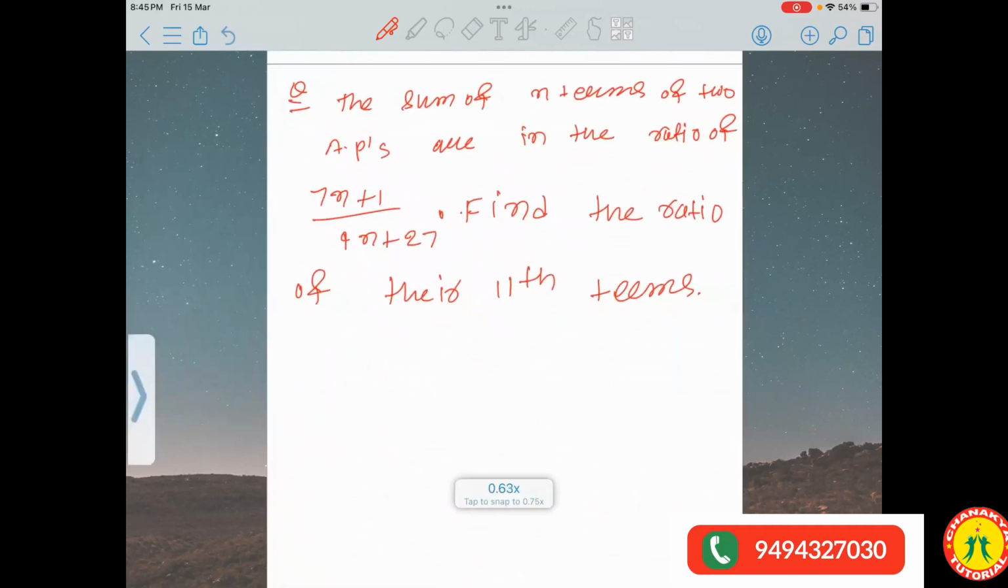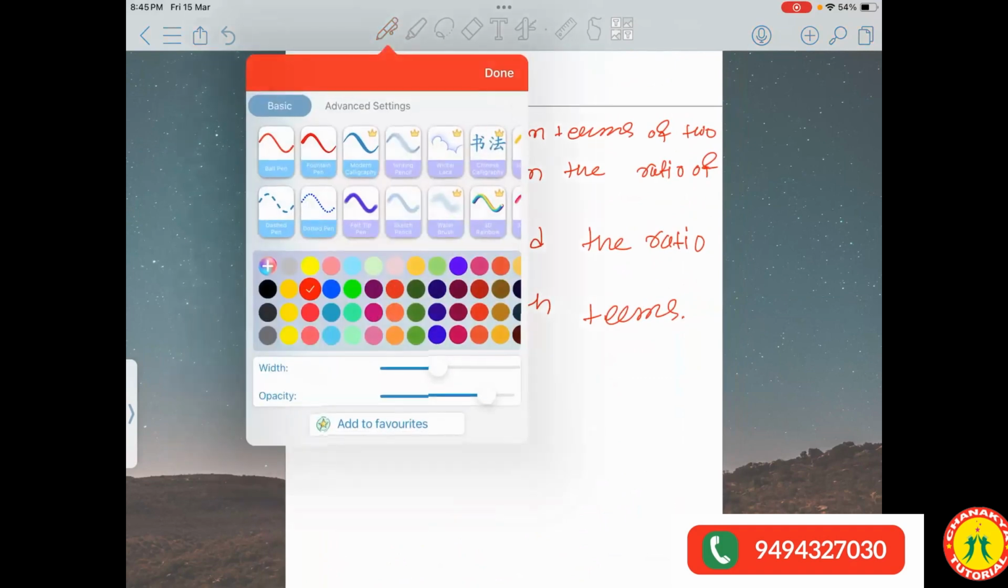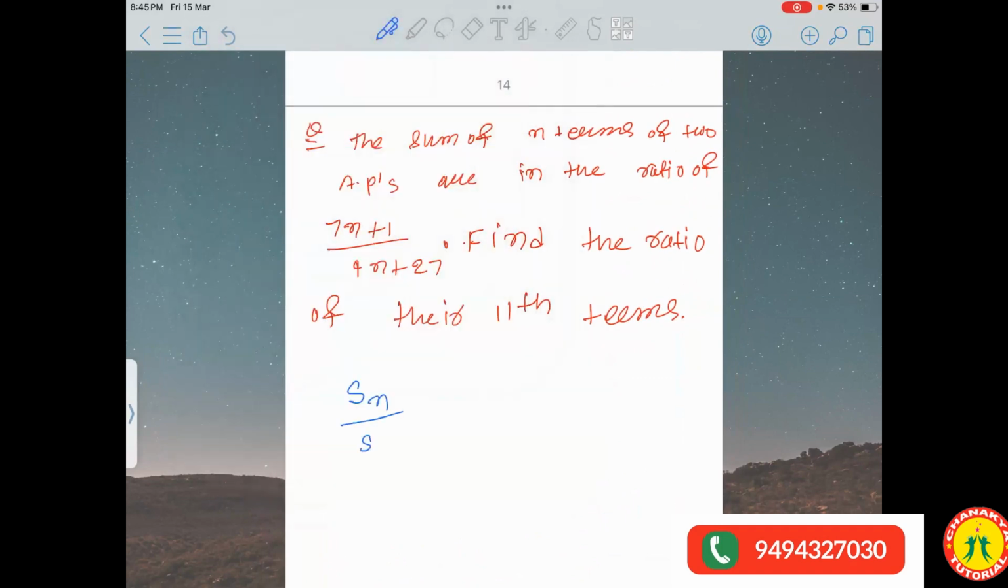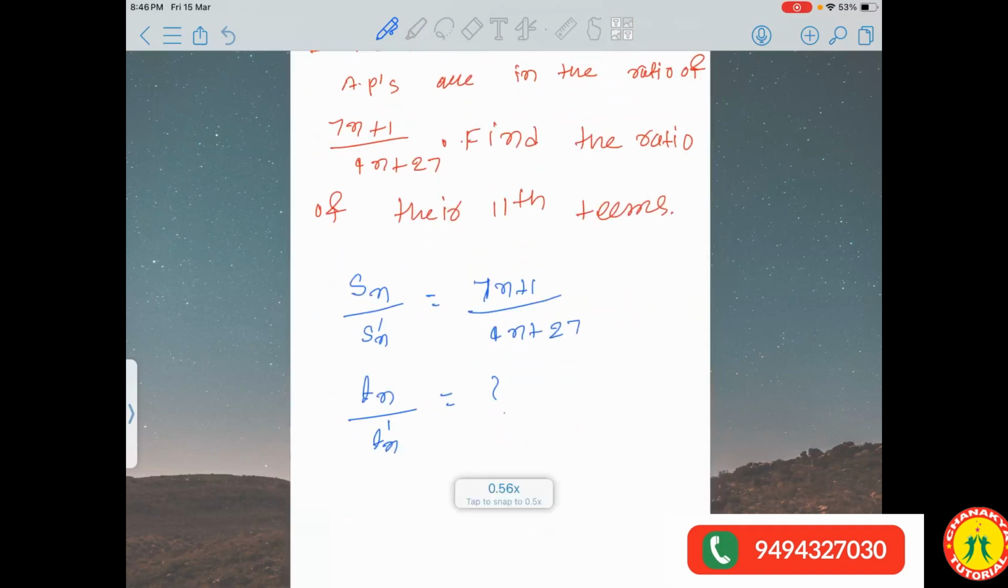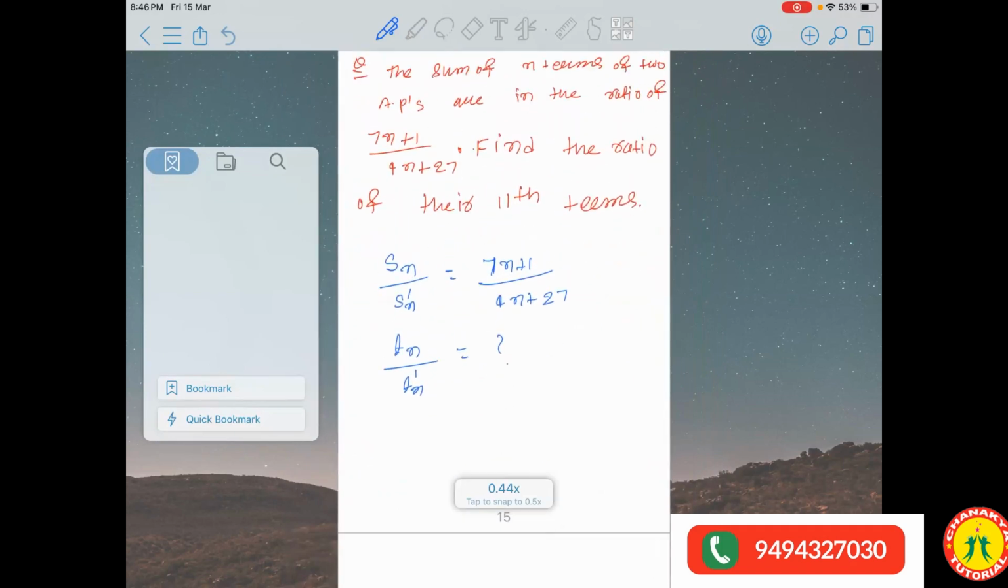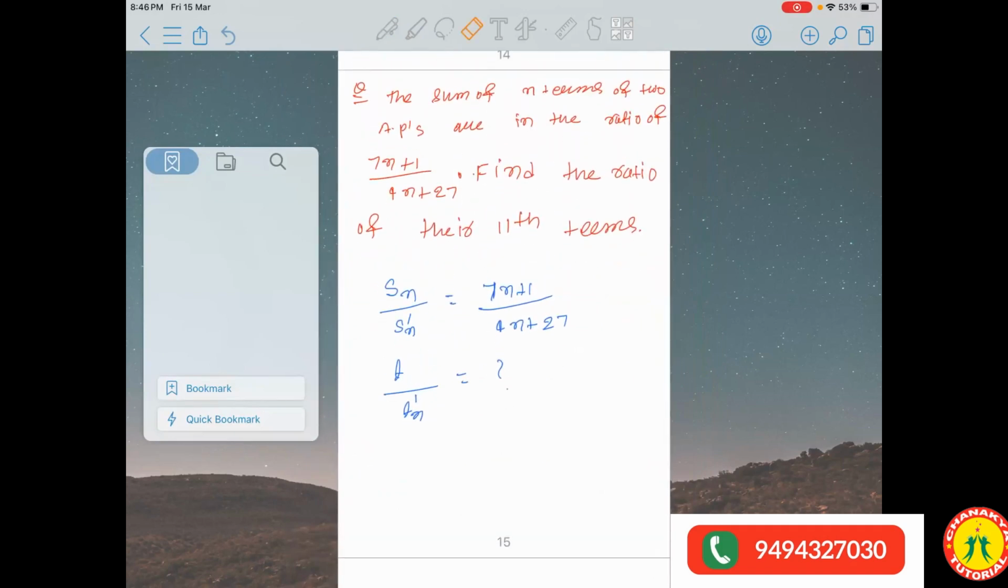आपको गिवन है nth सम ऑफ nth term, मतलब आपका गिवन है Sn upon Sn dash is equal to 7n plus 1 upon 4n plus 27. आपसे tn upon tn dash का वैल्यू पूछा जा रहा है। tn dash नहीं, t11 upon t dash 11 रेशियो आपसे पूछा जा रहा है। Try to do everyone.